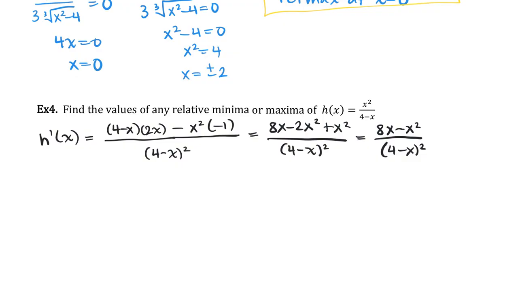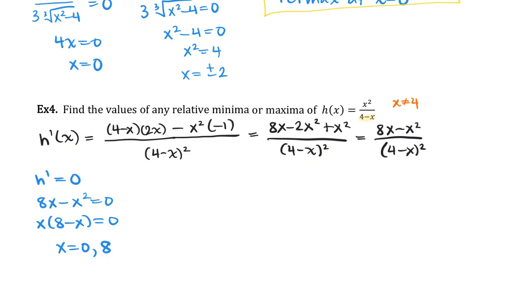Okay, if I set it equal to 0, the denominator is going to go away anyway, so I'm really just setting the top equal to 0. Let me take out the x. So I get x equals 0 and I get x equals 8. Let me check. Is there any restriction on the original function? The only domain restriction I see on the original function is that x can't be 4.